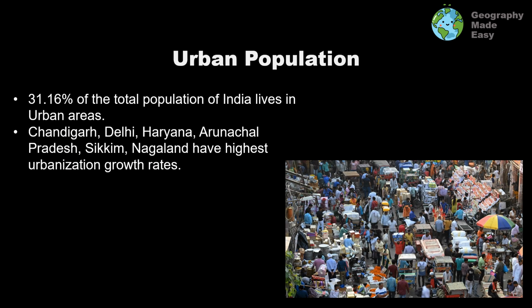Now, coming to urban population, 31.16% of the total population of India lives in urban areas. So nearly 70% of the total population lives in rural areas, and this is an old figure. It has changed. This percentage has increased because in the last 10 years we have seen a huge amount of urbanization taking place in the different cities of India.